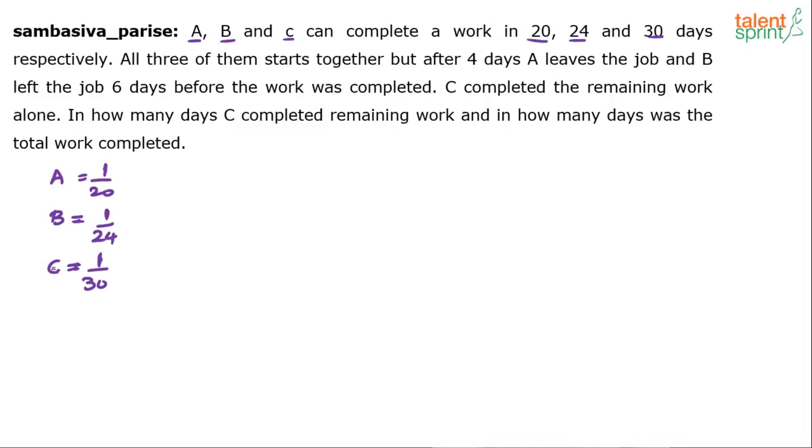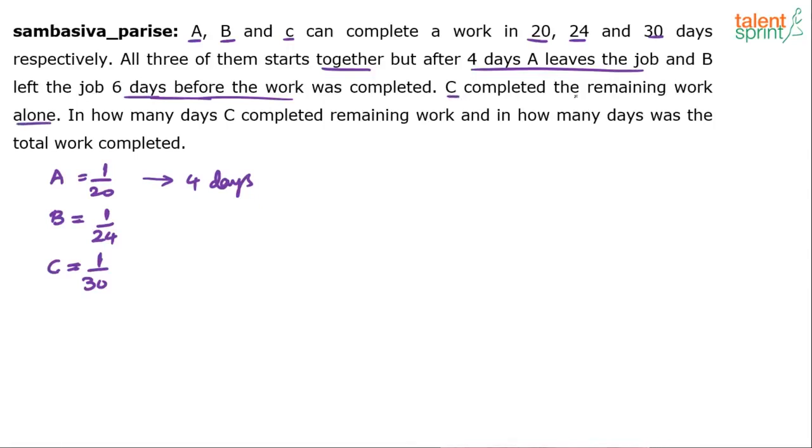Now try to observe the scenario here, right? All three of them start together. A, B, C start together, but after 4 days, A leaves the job. So A worked for how many days? A worked only for 4 days, because after 4 days he left the job. And B left the job 6 days before the work was completed. C completed the remaining work alone.